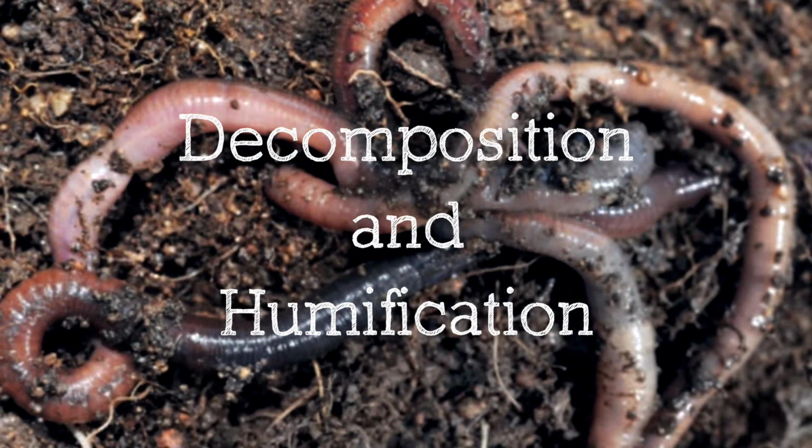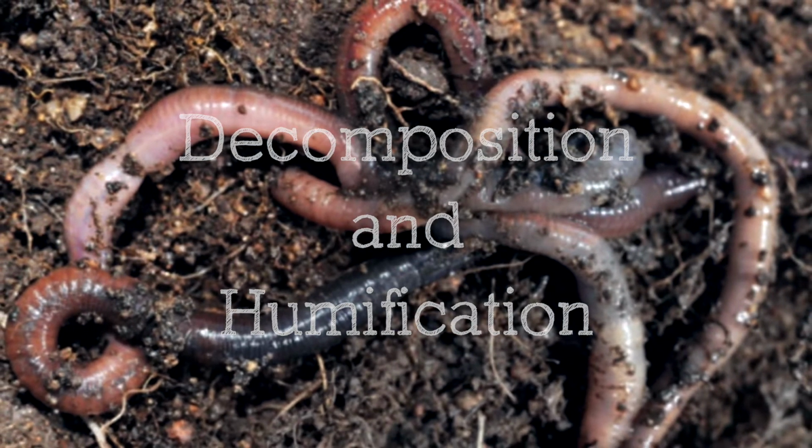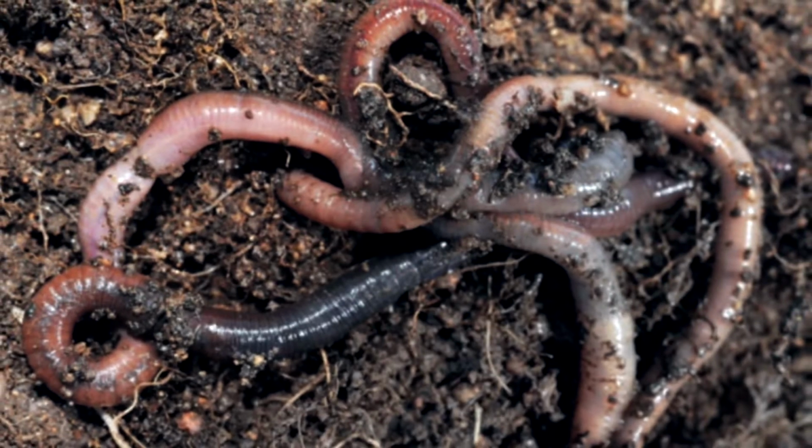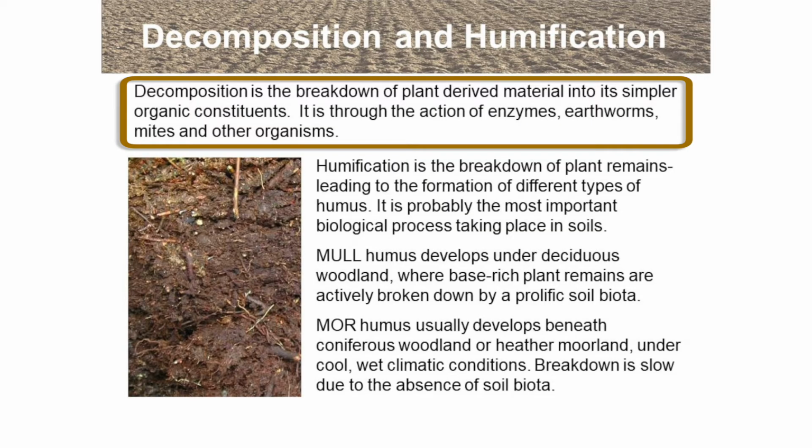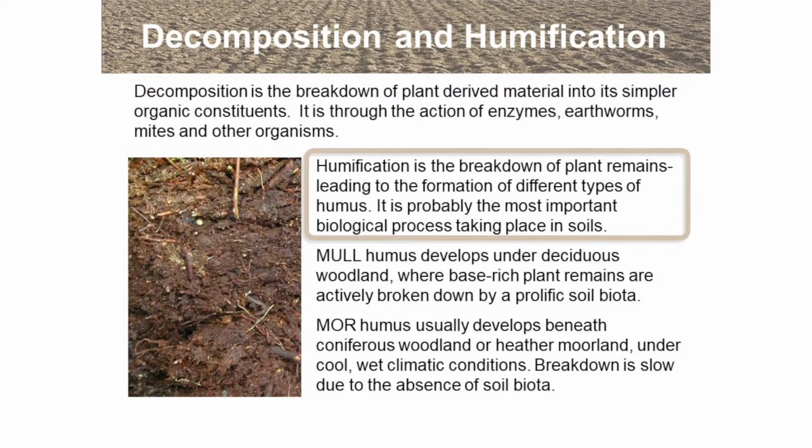Decomposition is the overall term for breakdown of plant-derived material into its simpler organic constituents. This is accomplished by enzymes, earthworms, mites, and other organisms. Humification is specifically the breakdown of plant remains, which leads to the formation of different types of humus. It is probably the most important biological process taking place in soils.